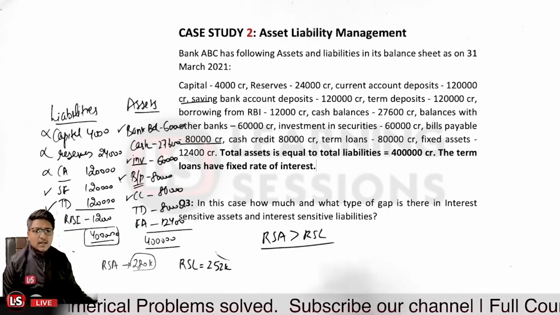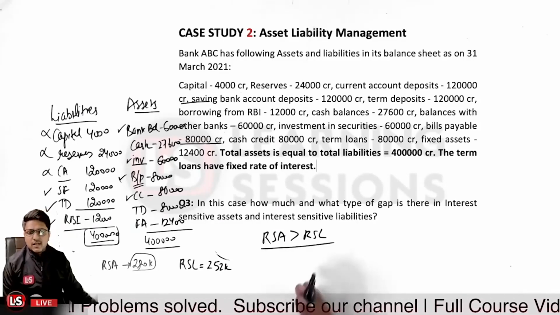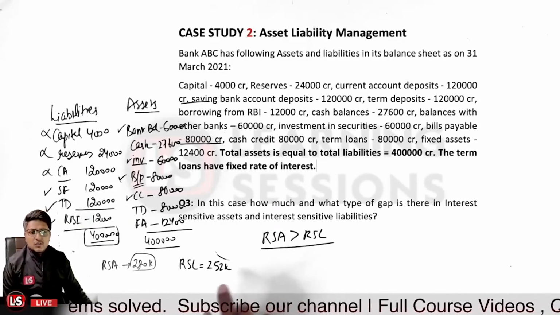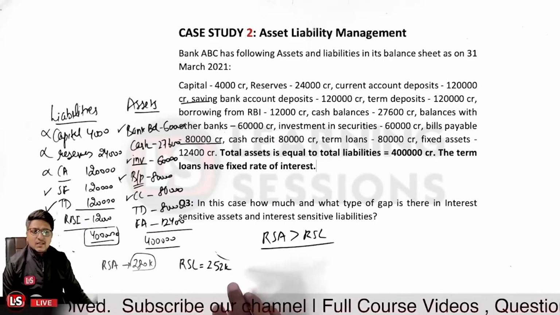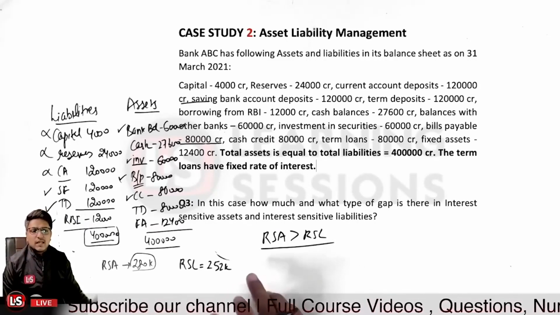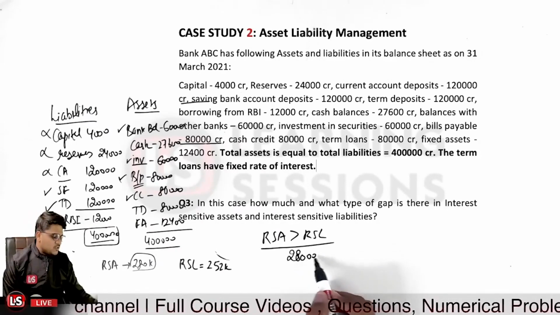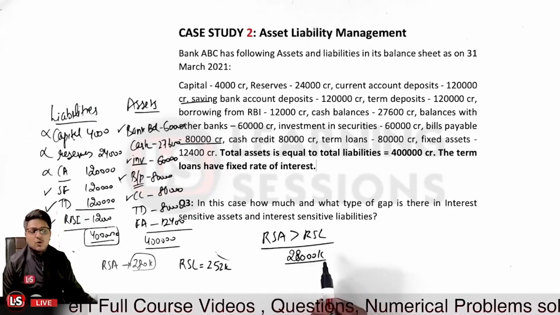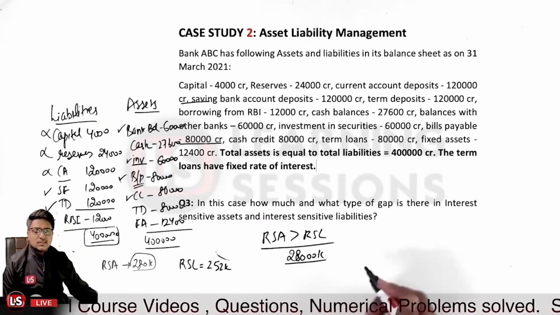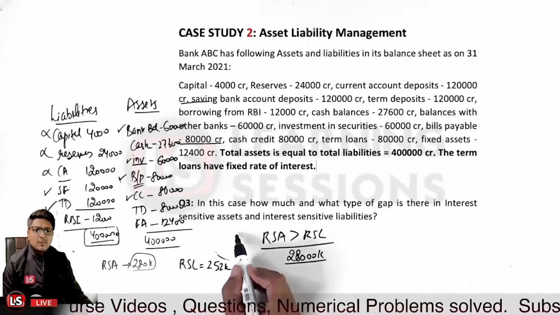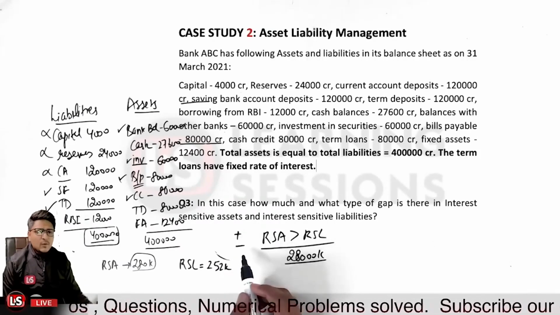RSA is exceeding RSL over here, so RSA is greater than RSL. RSA is 2,80,000 and RSL is 2,52,000. The gap is 28,000 crores. And what type of gap is this? Is this a positive gap or a negative gap?